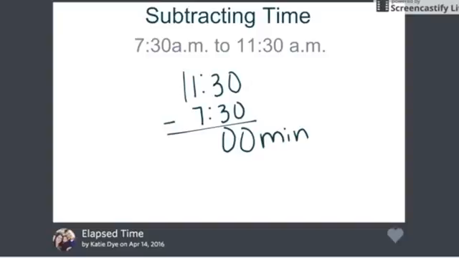Now we'll say 11 minus 7, which is 4. That gives us our hours. This tells us that 4 hours and no minutes have passed. So the amount of elapsed time is 4 hours.